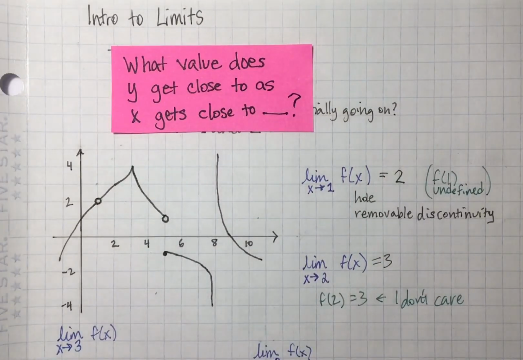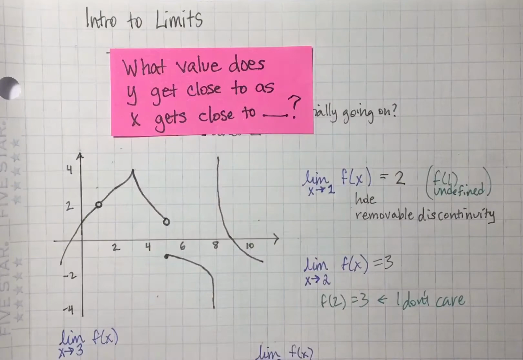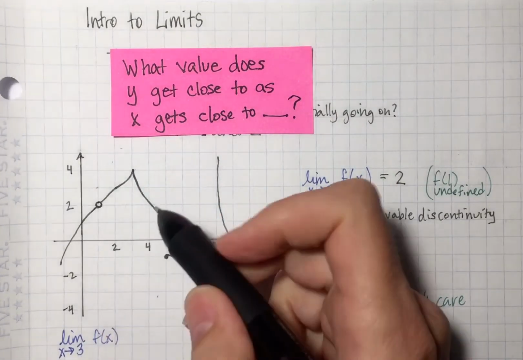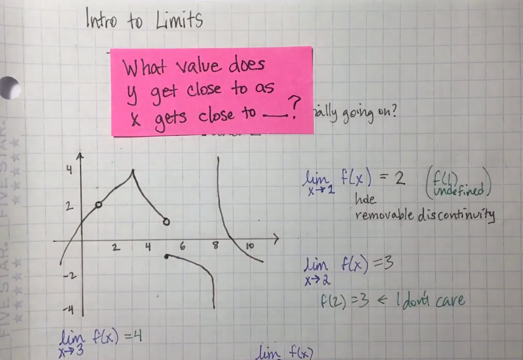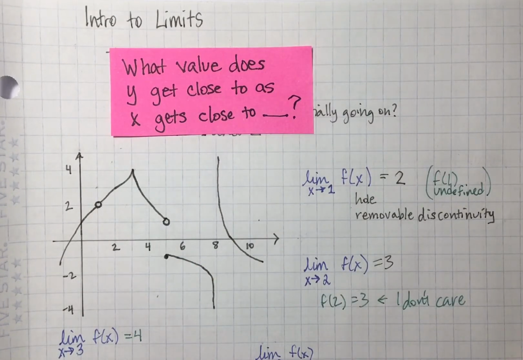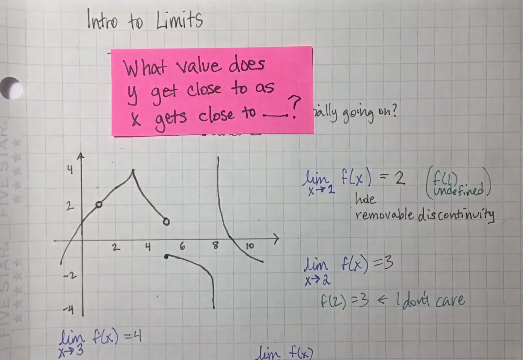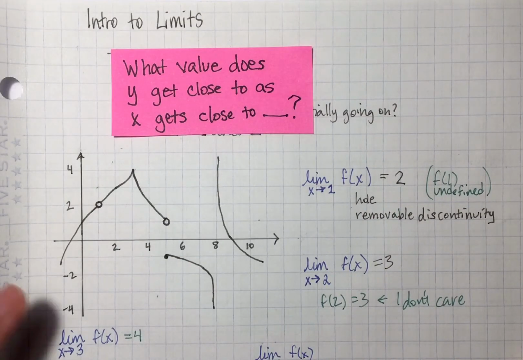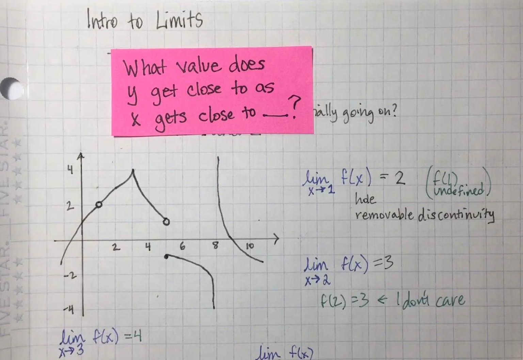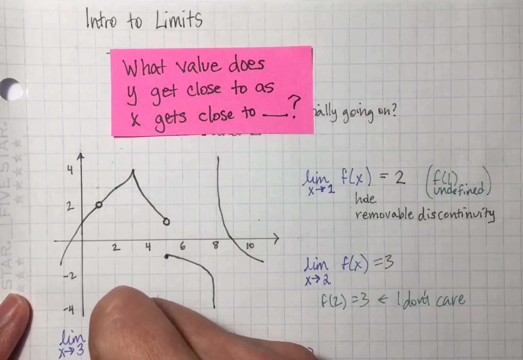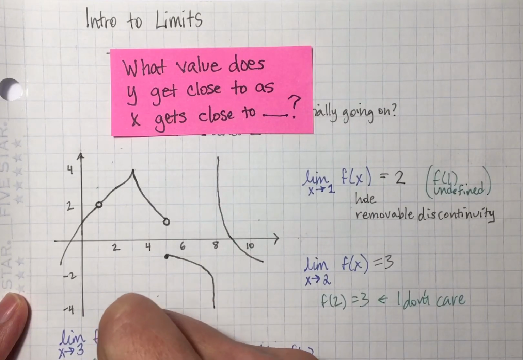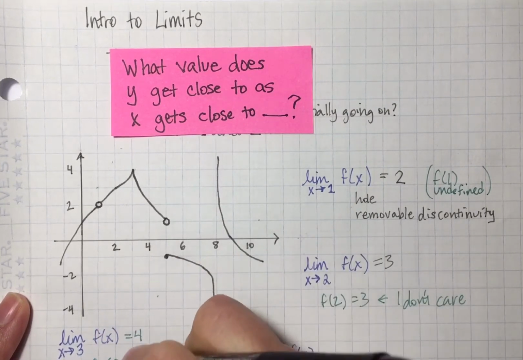Doesn't matter. Looking at x approaching 3, as I get close to 3 from either side, my y value gets close to 4. Do I care that it's pointy and weird looking there? No. I just ask myself again, what value does y get close to as x gets close to 3? By the way, the name of that guy is a cusp or a corner. I'm going to throw a lot of vocabulary at you today.